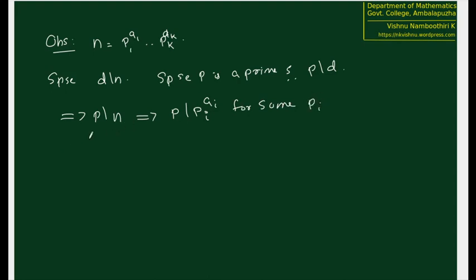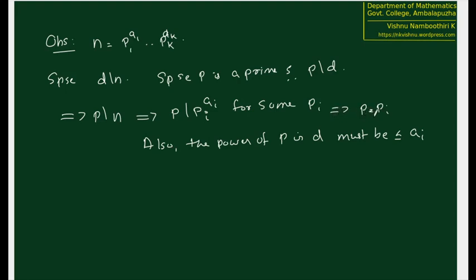Not only that, also the power of p in d must be less than or equal to ai. That's obvious because if p divides pi raised to ai, then p divides pi multiplied ai times. Therefore p must divide pi. So p divides pi, p and pi are both primes, therefore p must be equal to pi.